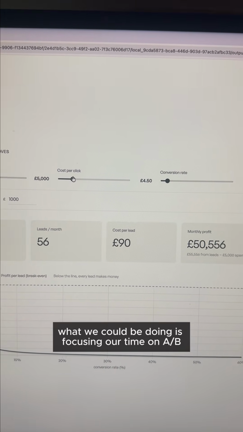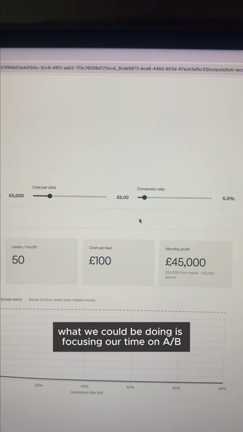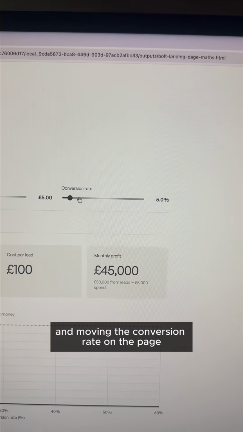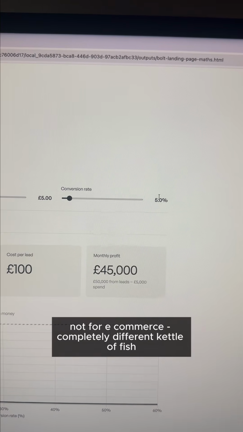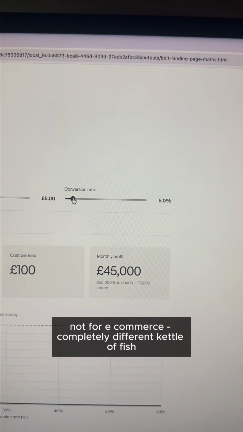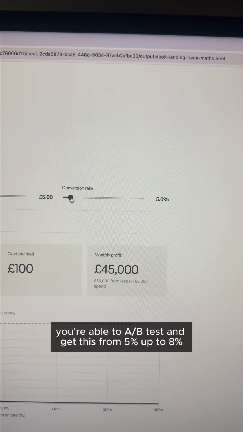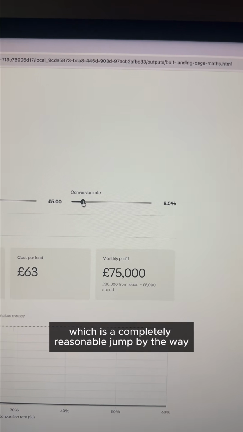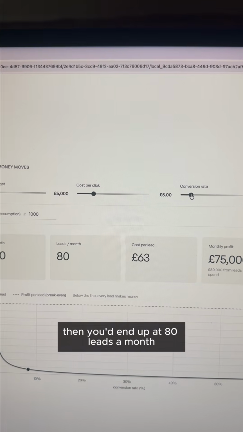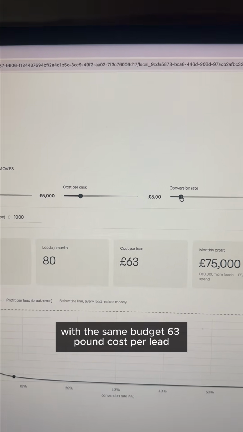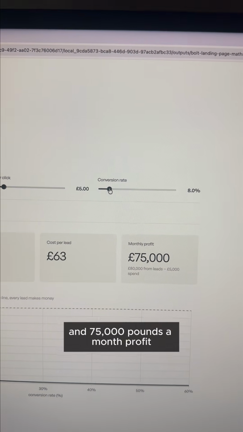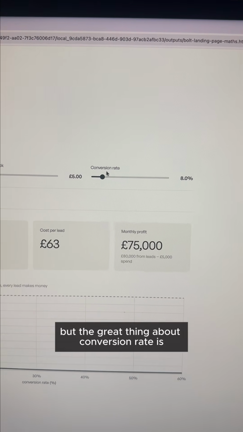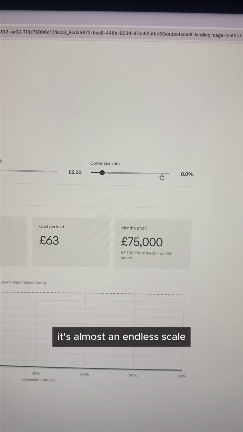Until we realize what we could be doing is focusing our time on A/B testing on the landing page and moving the conversion rate on the page. And this, by the way, is for lead gen clients, not for e-commerce, completely different kettle of fish. But say you're able to A/B test and get the conversion rate from 5% up to 8%, which is a completely reasonable jump, by the way. Then you'd end up at 80 leads a month with the same budget, £63 cost per lead, and £75,000 a month profit.